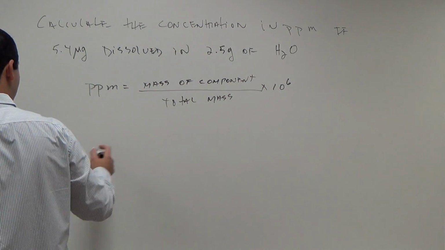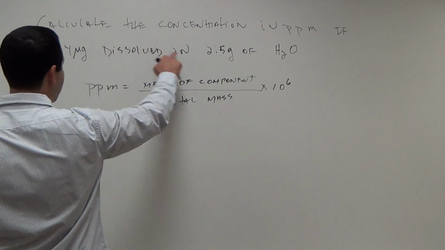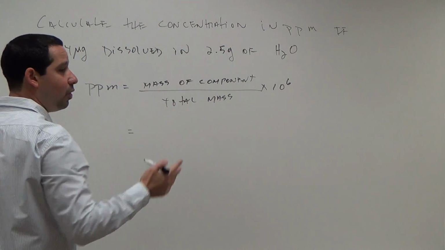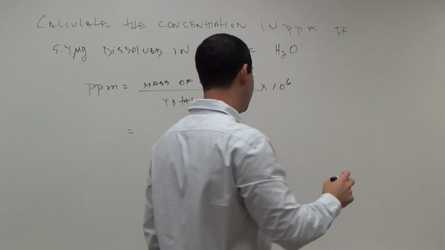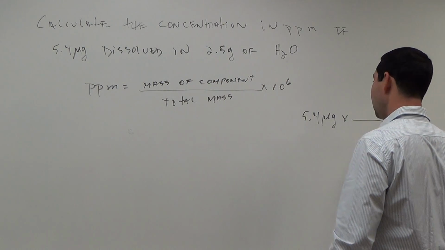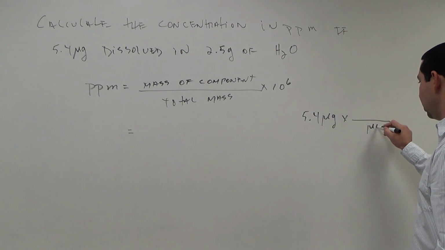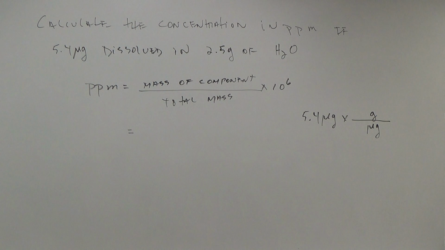Okay? So what we need is the mass of the component divided by the total mass. So I need to have both of these numbers with the same unit. Is this one the same unit as this one? No. So I gotta convert somebody. Let's convert this one. Let's convert 5.4 micrograms. What goes on the bottom here to cancel out? Micrograms. And on the top, the only thing you know how to relate a microgram to, which is a gram.